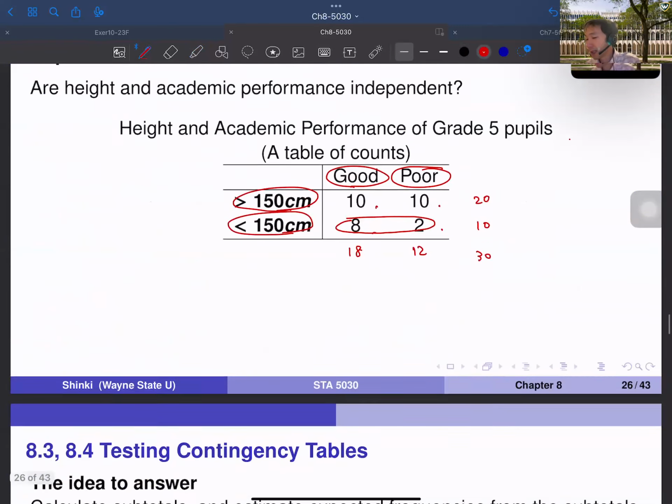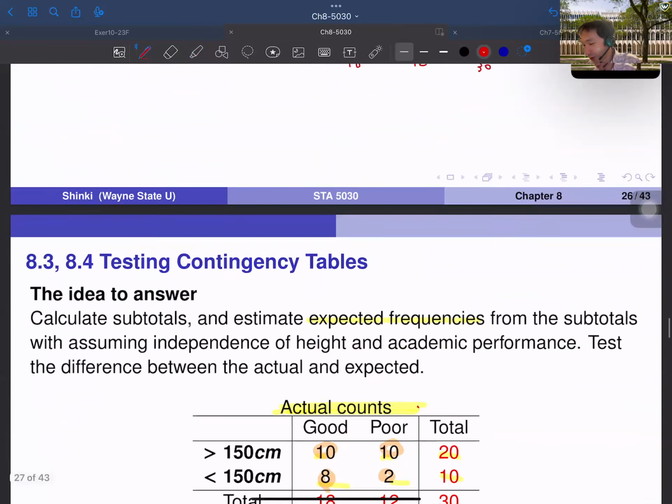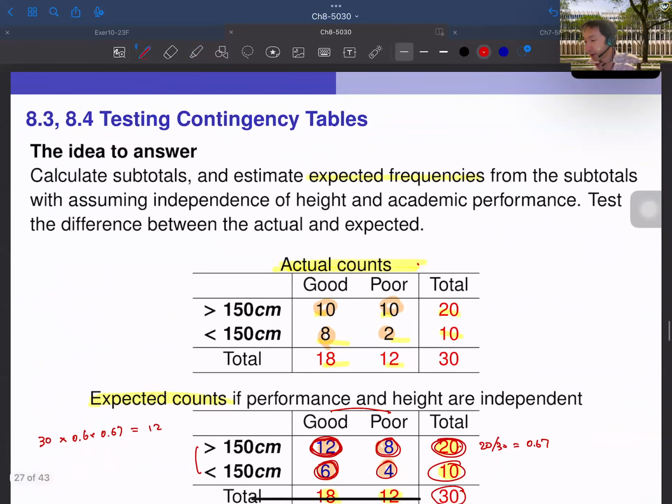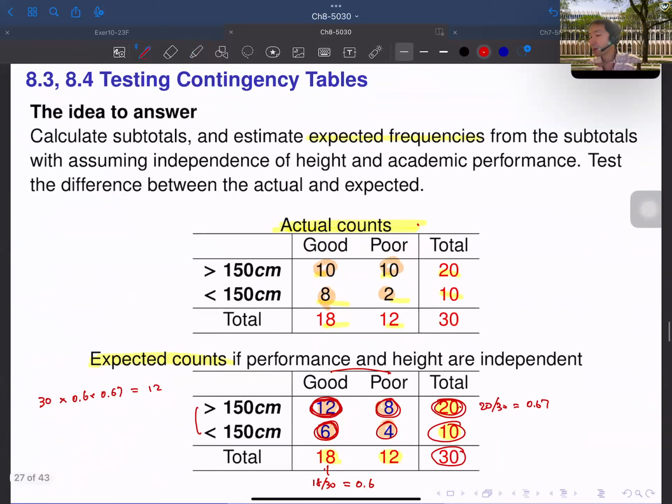Okay, so that's basically 8.1 and 8.2 and the rough idea for 8.3. Next time we will discuss more details about 8.3 and 8.4.